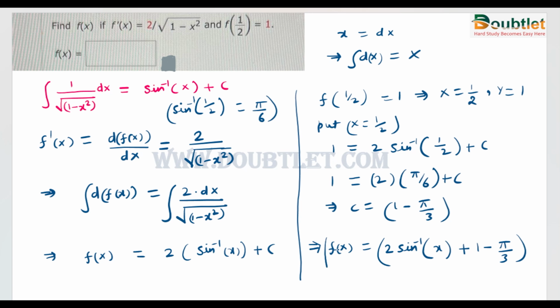And if you want to cross check this answer, you just have to find the differentiation of this function. So it will be 2 divided by under root of 1 minus x square, and if you put x is equal to 1 by 2 in this, then you will definitely get 1. Because sine inverse 1 by 2 is pi by 6, which is multiplied by 2, pi by 3 will be cancelled, so its value will be 1. So the answer is cross checked also. This is the answer.